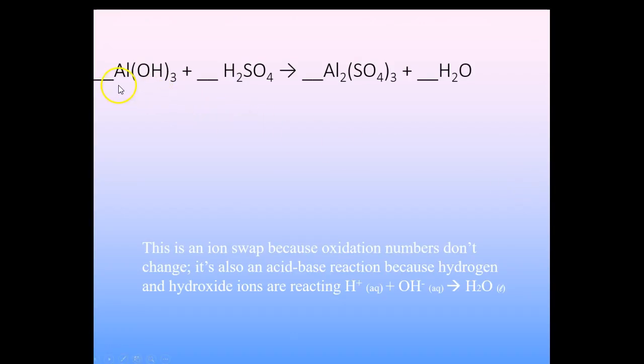Finally, we have the aluminum hydroxide reacting with sulfuric acid. It's an ion swap. You can check the oxidation numbers and see aluminum's +3 on both sides, and so that's not an oxidation reduction. And you can also see that the hydroxide on the aluminum hydroxide has reacted with the hydrogen on the sulfuric acid to make water. This is an acid-base, typical ion swap reaction.